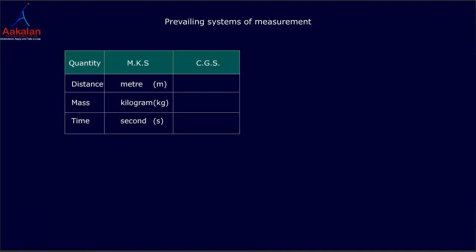Prevailing systems of measurement. MKS system. In this system, distance is measured in meters, mass in kilograms and time in seconds. CGS system. In this system, distance is measured in centimeters, mass in grams and time in seconds.